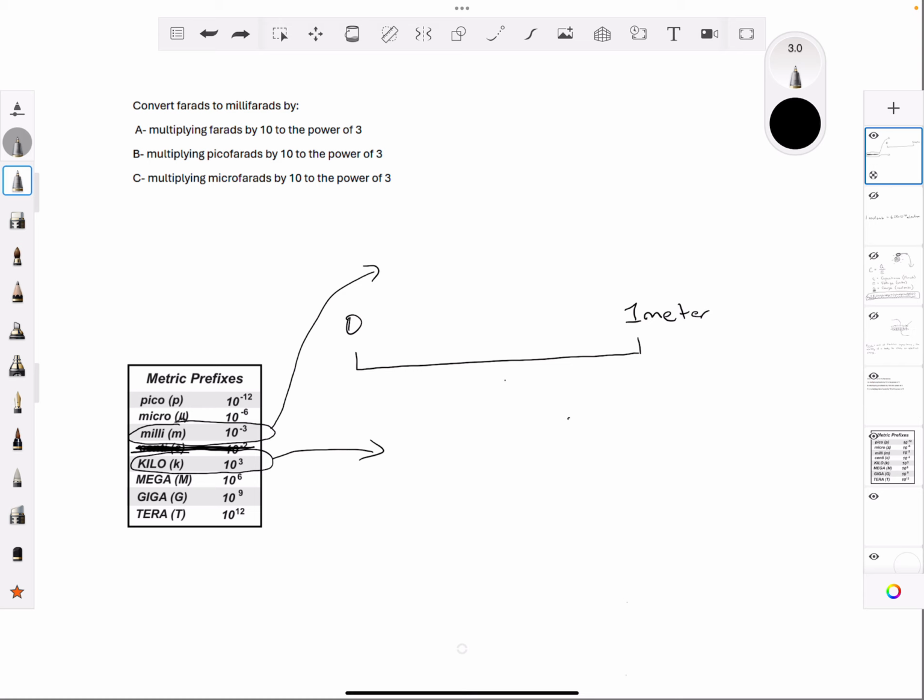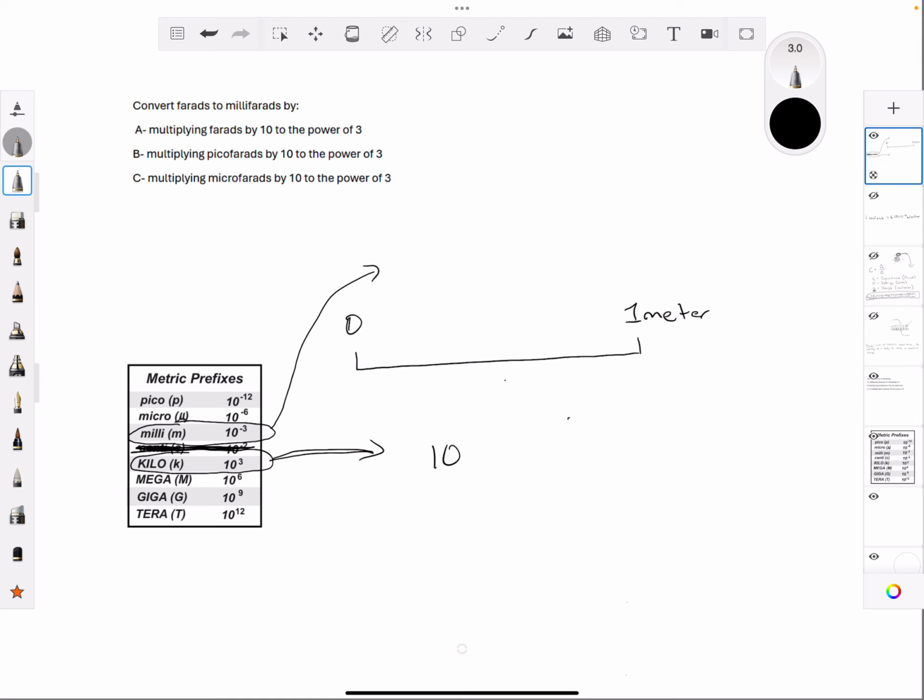Right here I have 1 meter. I think we've all heard of a kilo, like a kilogram, right? Or if I said NBA 2K, that would mean 2,000. So K means multiply whatever you have by 1,000. Milli means divide anything you have by 1,000.